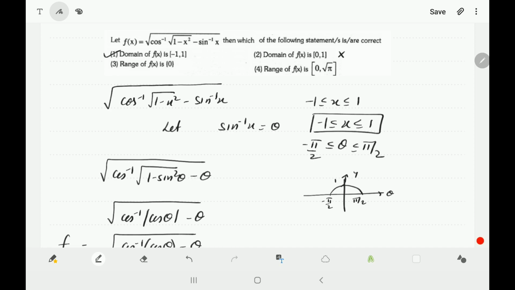The second option won't be the exact answer because it is not taking all the values of x. So from first and second, the first is our correct answer. So option A is already correct.